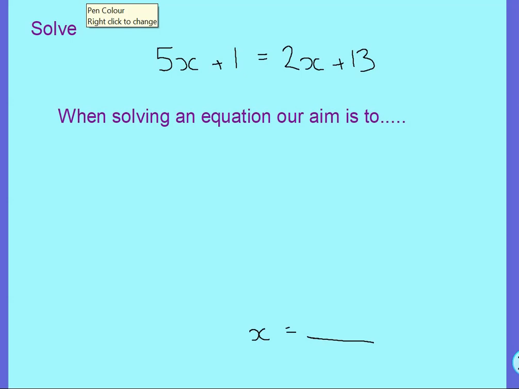Hi everyone, and welcome to this video on how to solve two-step equations. Now we call it two-step because there are two steps to perform until we can get to our answer.